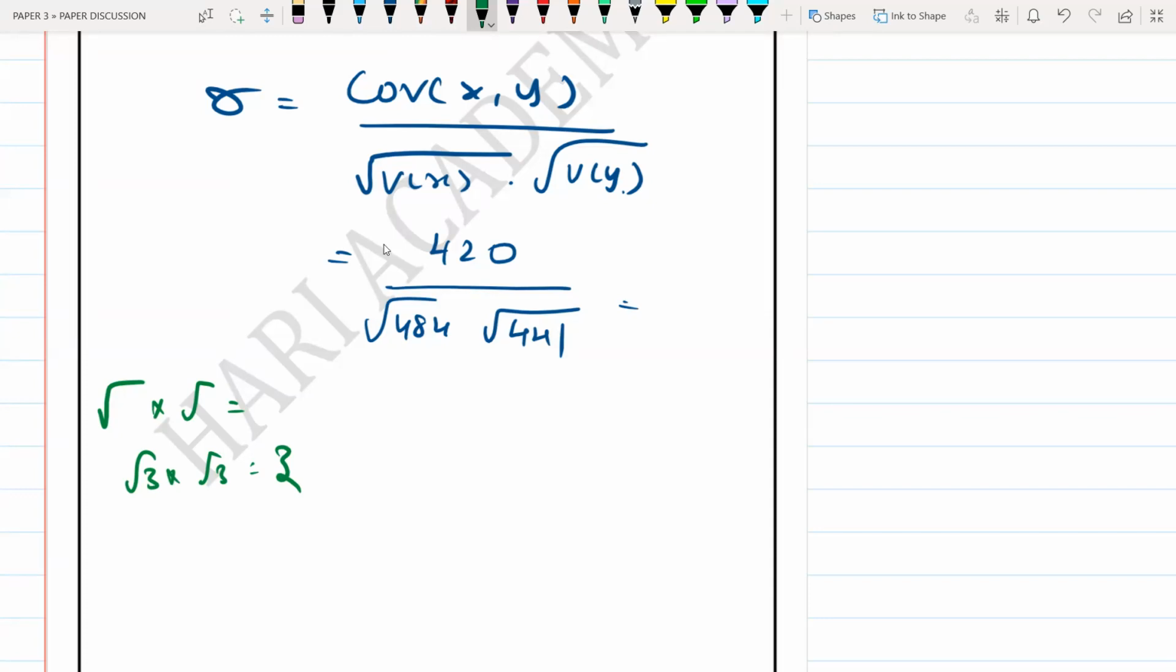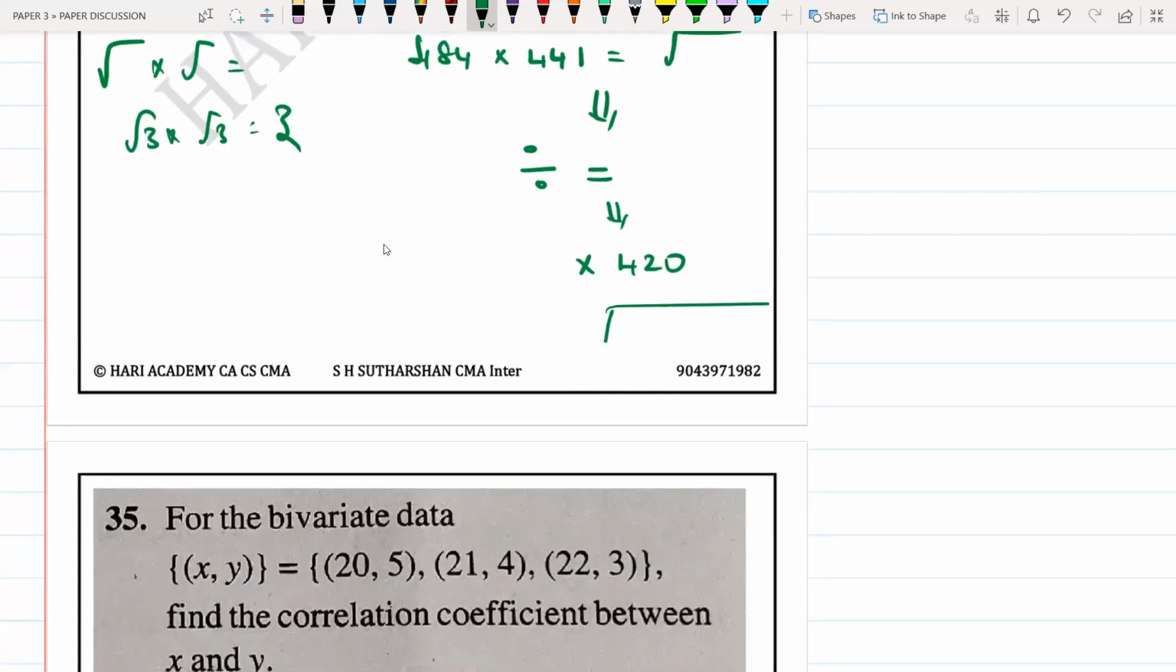So what I will do, take a calculator, do what I say. 484 multiplied by 441 equal to, then press the square root button. After that step, press divided by equal to. Next step, multiply by 420. You will get the final answer 0.909.